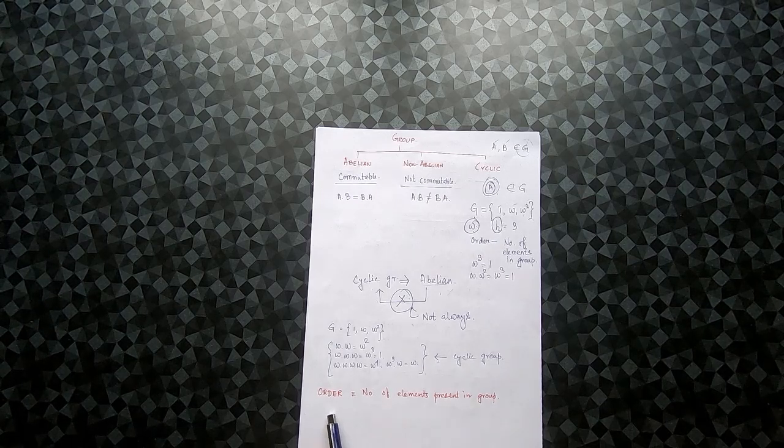Order is one characteristic of a group, which means the number of elements present in a group. So in this cyclic group, what is the order of this cyclic group? That is 3, because the number of elements present is 3.